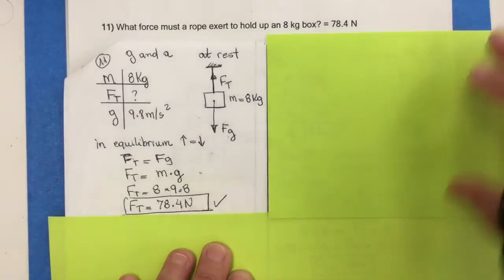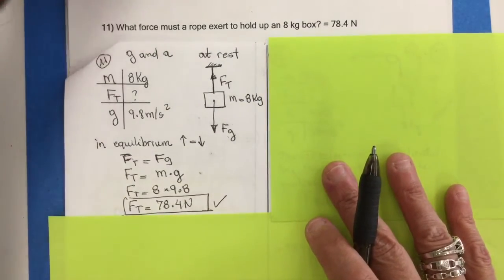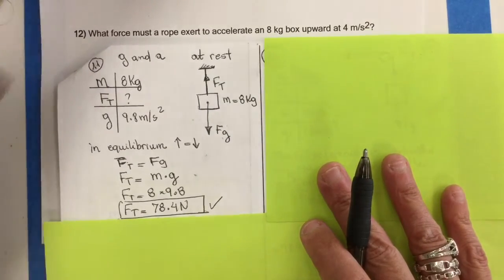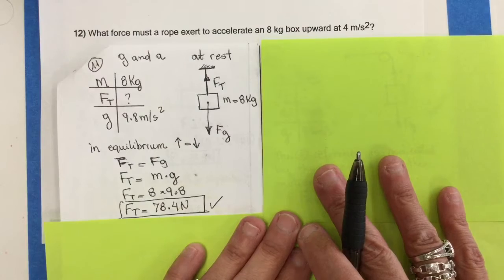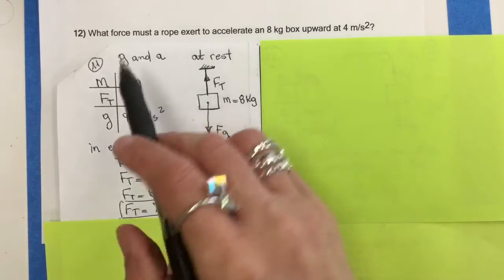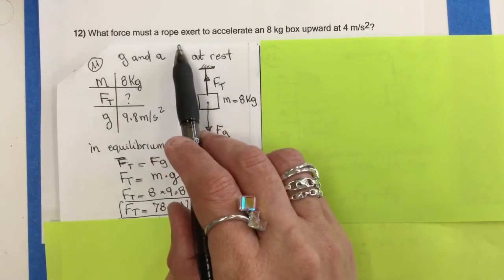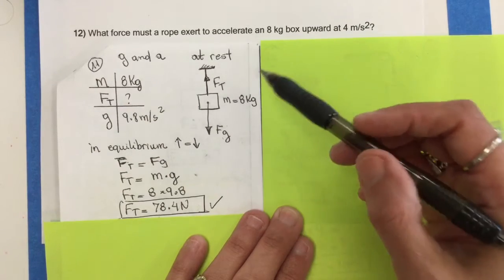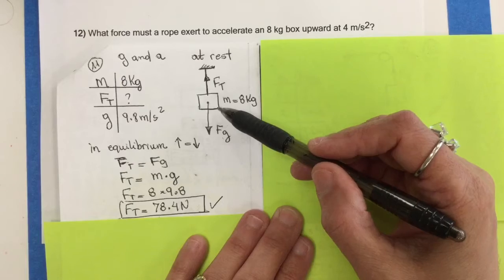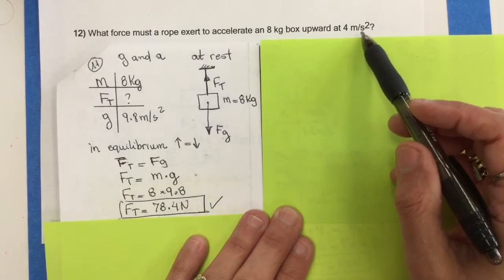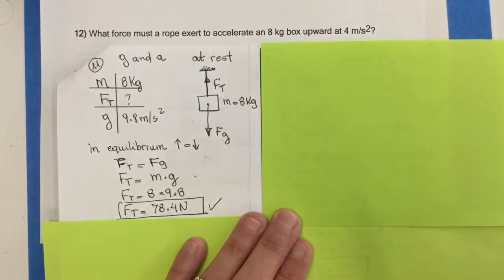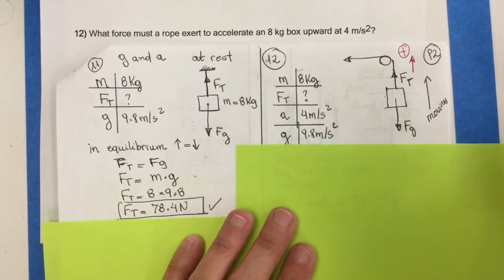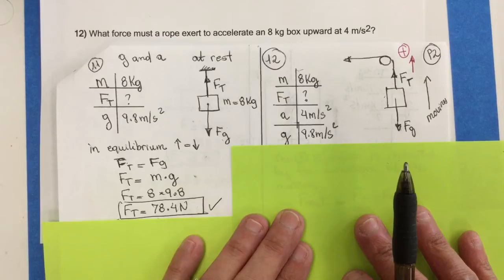Now let's go to the second problem. The second problem, number 12, is asking, what force must a rope exert to accelerate an 8 kilo box upward at 4 meters per second squared? Now it is a very similar story, but we have a different type of scenario here.